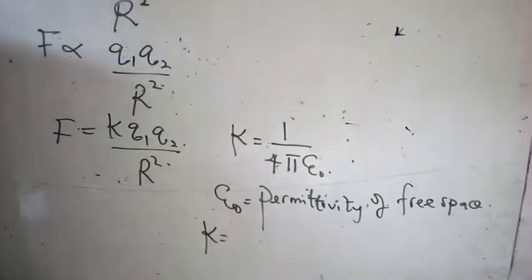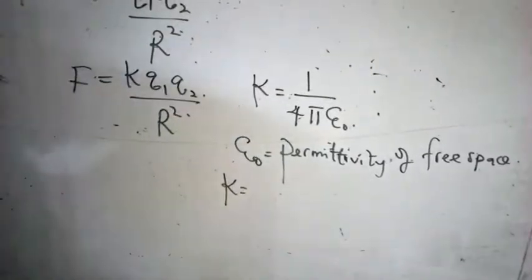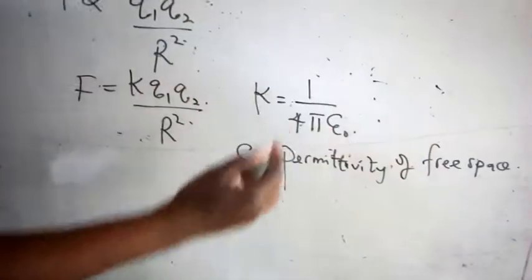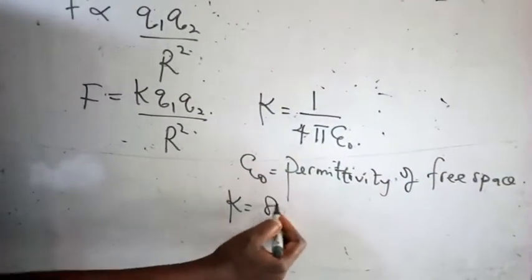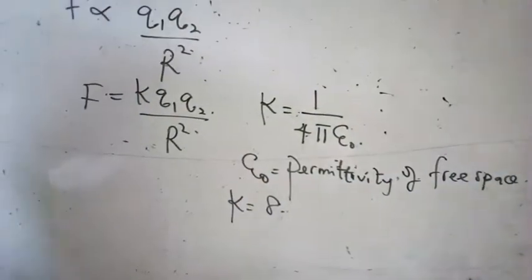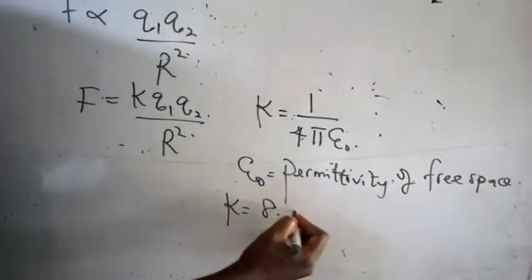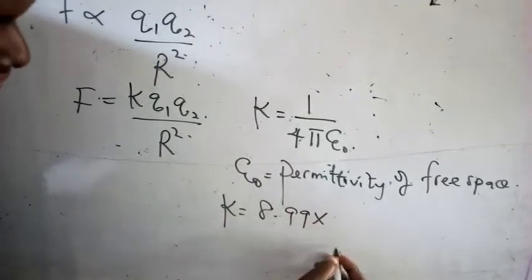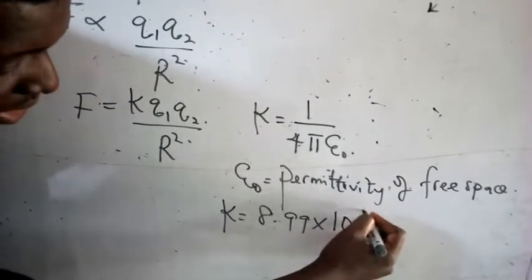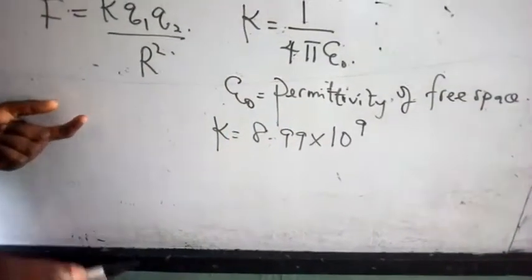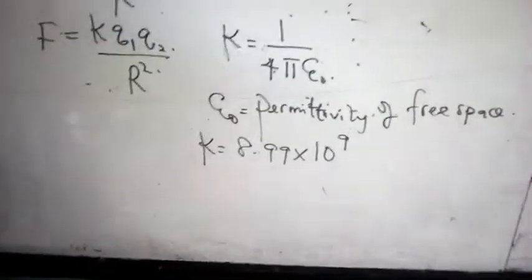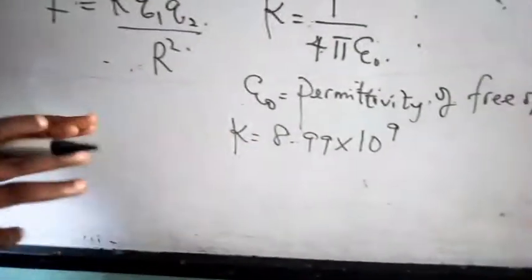So mathematically, when they combine everything together, the permittivity of free space and the 4 pi epsilon naught, your K becomes 8.99 times 10 raised to power 9, approximately 9 times 10 raised to power 9. I'm now going to take you back to dimension. I don't like students just rushing.